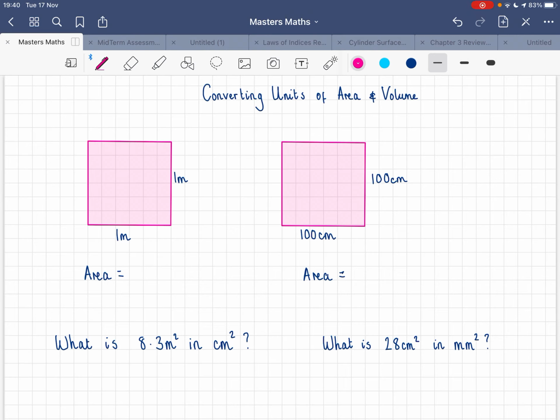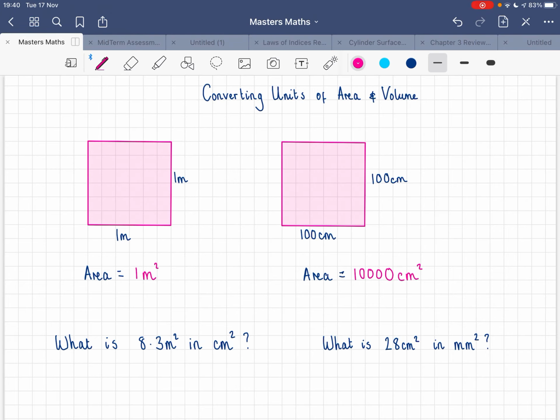If we were to do the area in meters, we would do 1 meter times 1 meter, which is still 1 meter squared. If we were to do that for the area where the lengths are given in centimeters, we would do 100 times 100, so that is 10,000 centimeters squared. You can see there's a big difference. Instead of going from 1 to 100, we're going from 1 to 10,000. There's quite a big jump in the size of the units.